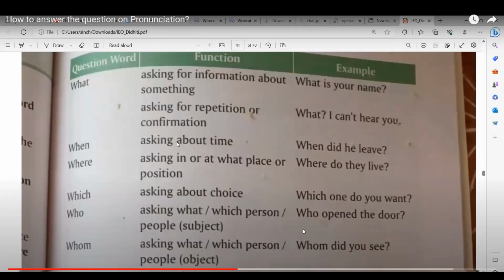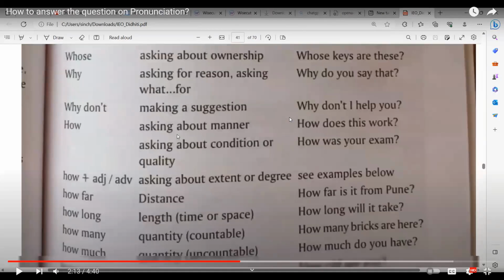With whom are you talking? Very good. With whom are you talking? Whom do you like most? Is it a proper sentence? Yes, whom do you like? No. It will be whom do you like?